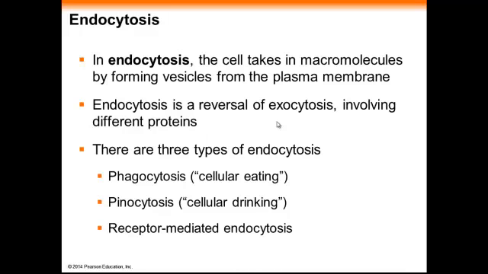The opposite of that is endocytosis, and this is a situation where a cell needs to take in large molecules and form a vesicle. There are three types of this: phagocytosis, pinocytosis, and receptor-mediated endocytosis. Phagocytosis is essentially cellular eating. You have cells in your immune system called macrophages which do this, and what they do is they go around and they pick up foreign bodies, take them into themselves via vesicles, and then they destroy them.